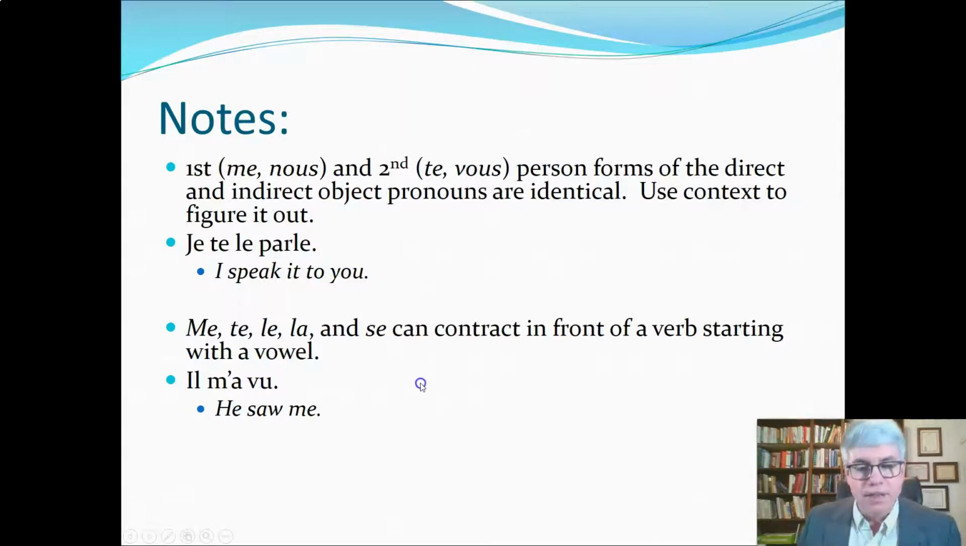Okay, now another thing to note is that me, te, le, la, and se can contract in front of a verb starting with a vowel. So even la with an A will contract, not just the ones ending in E. So we can have a sentence, il m'a vu. So this is the past participle of voir, vu, conjugated with avoir. So he has seen me, or he saw me, would be how we could translate that.